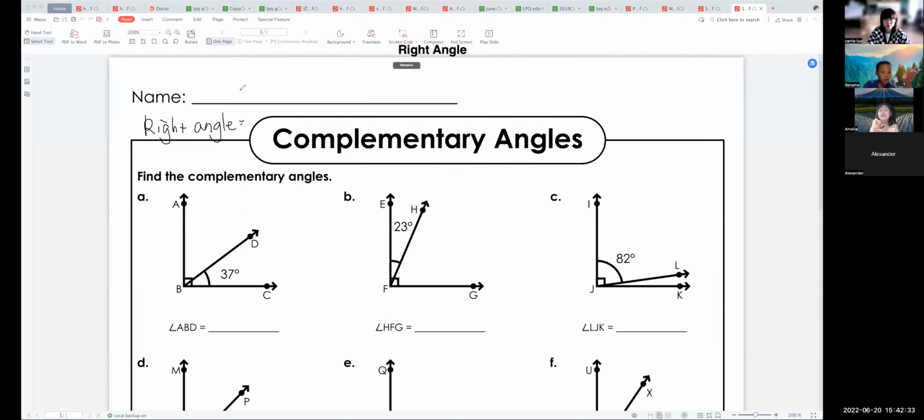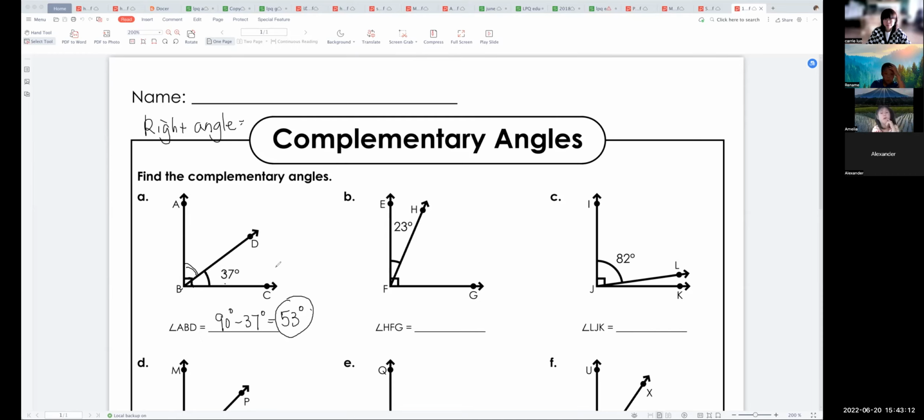90. Very good. If I know this is a right angle and this is 37, can you tell me what is the angle of ABD? So it's this one. What is the degree of this angle? 90 degrees minus 37 degrees equals what? It equals 53 degrees. And we're going to say that the complementary angle of 37 is 53.